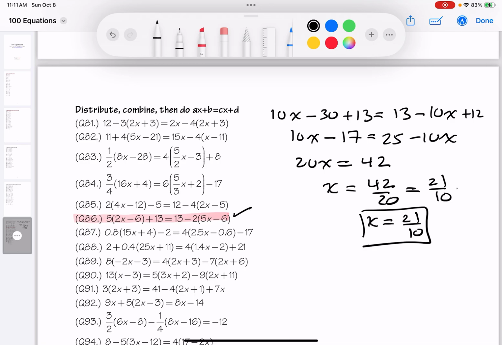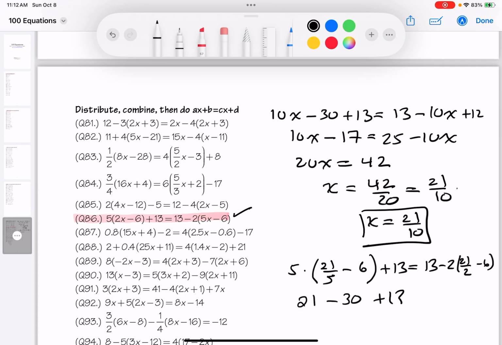I'm going to check it. What do you get? 5 times, well, 2 times that is 21 fifths. Minus 6, and then plus 13 equals, let's see, 13 minus 2, and 5 times that number is going to be 21 halves. And then minus 6. You get dizzy looking at this, right? Let's multiply it out. You get 21 minus 30 plus 13. On this side, you get 13 minus 21 plus 12.